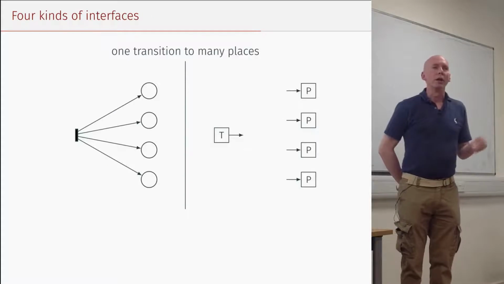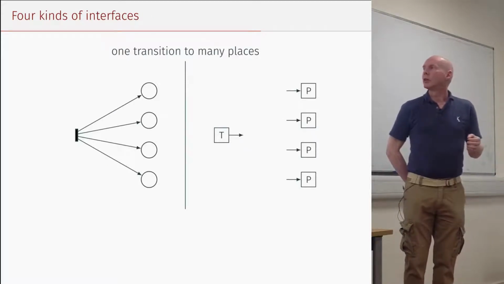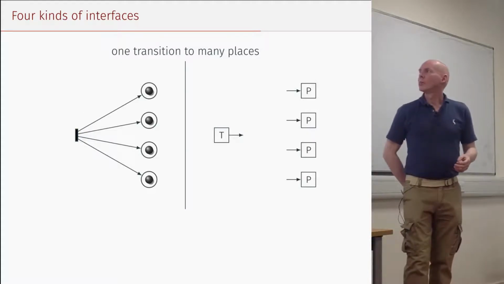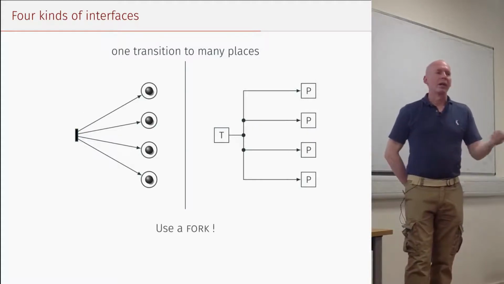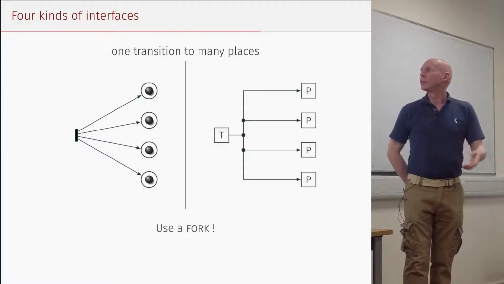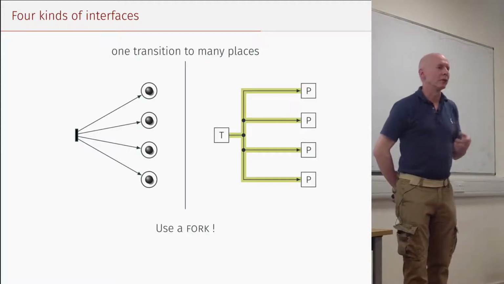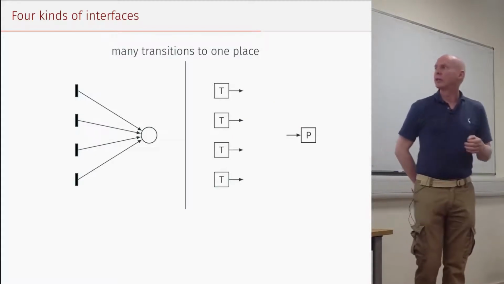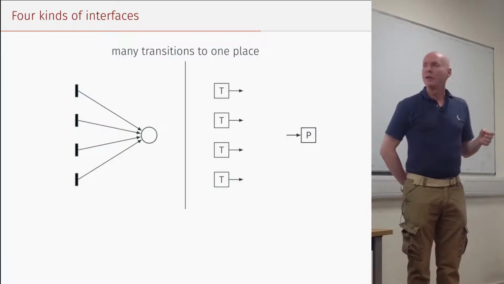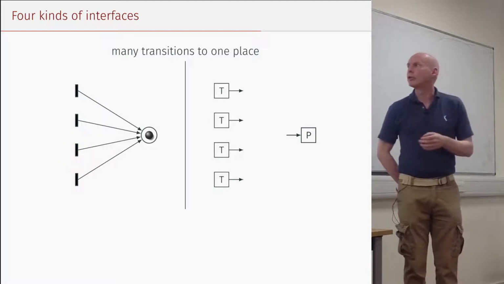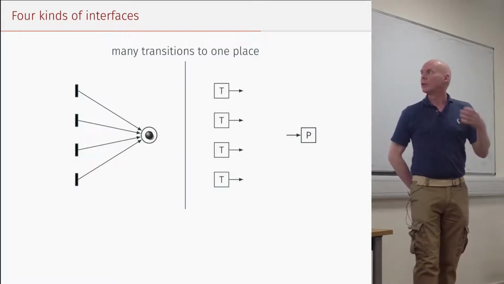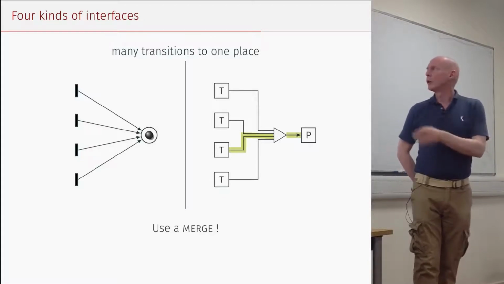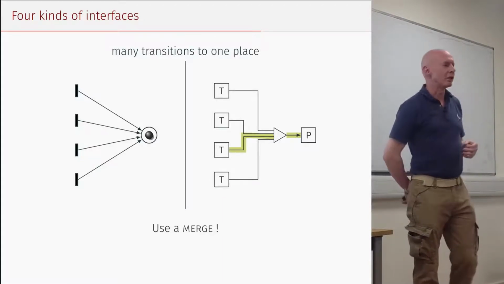First case, one transition connected to multiple places. That means if the transition fires, all of those places should be marked. So it makes sense to have a fork carrying a signal that broadcasts from the transition to its post-set places, telling them that they are marked. Another case, multiple transitions connected to a single place. That means if any one transition fires, the place should be marked. So it makes sense to use a merge network where the merge will carry a signal from any one transition to the place, telling it that it's marked.